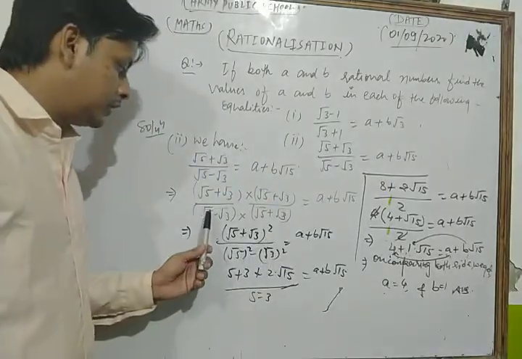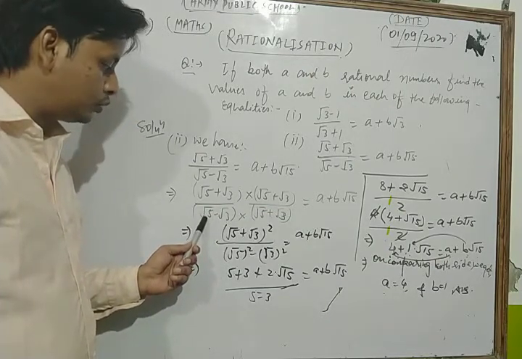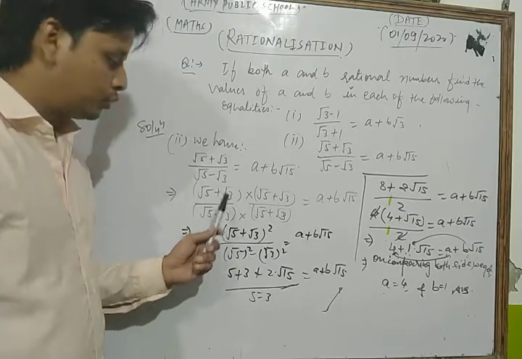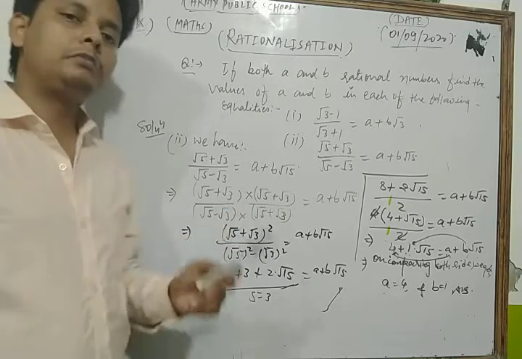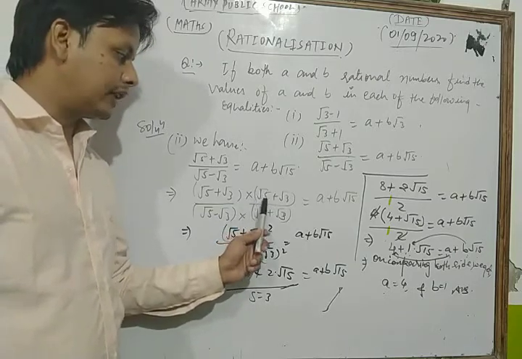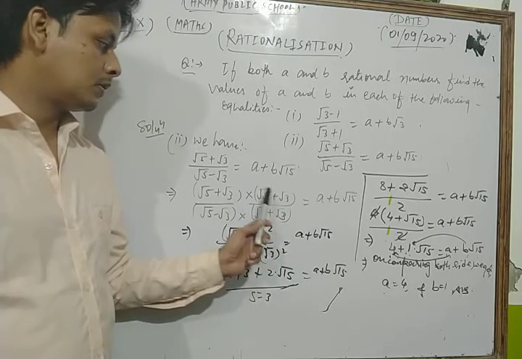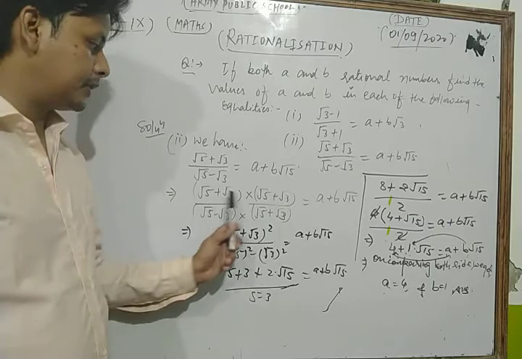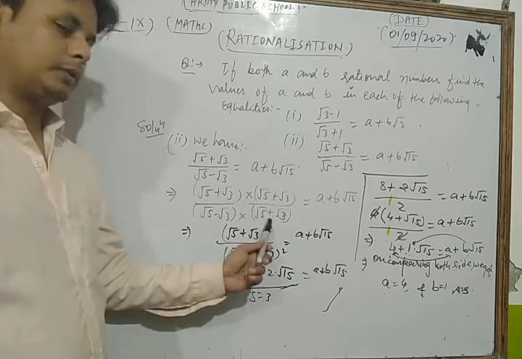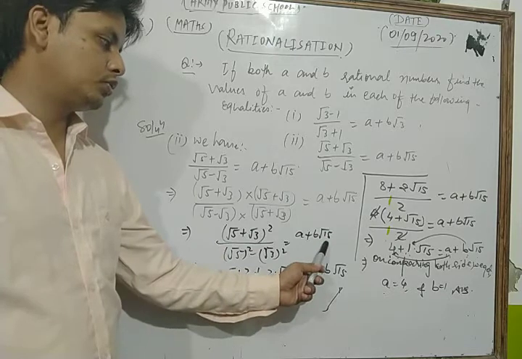And here look, the conjugate of its denominator is what? Here the denominator is root 5 minus root 3. So its conjugate will be root 5 plus root 3. So we must multiply both the numerator and denominator by its conjugate, that is root 5 plus root 3. Now in the numerator, a plus b form, so we write root 5 plus root 3 whole square, and in the denominator a minus b into a plus b, so we write a square minus b square, and on the right hand side we write a plus b root 15 as it is.